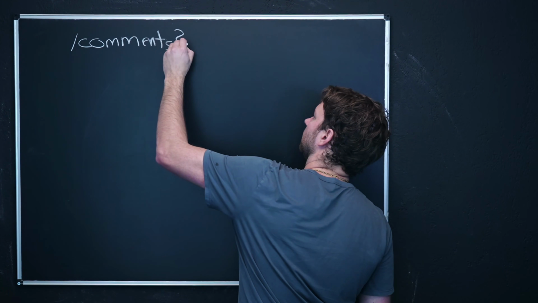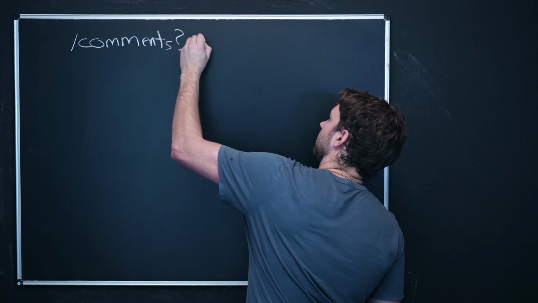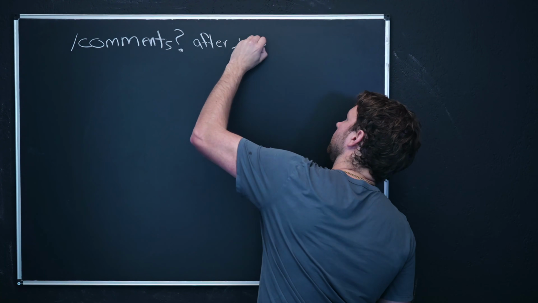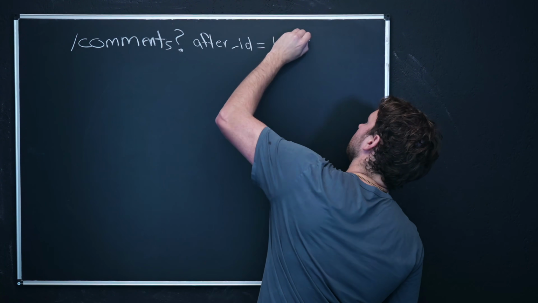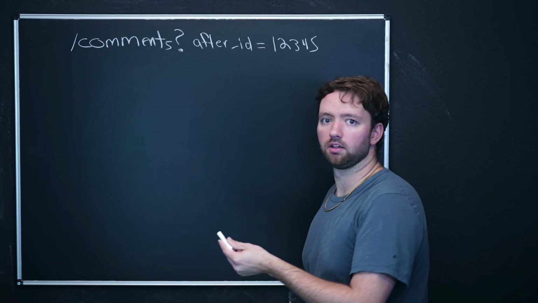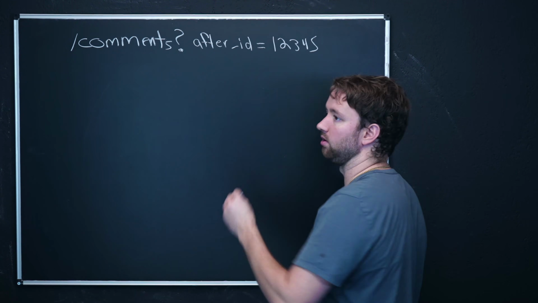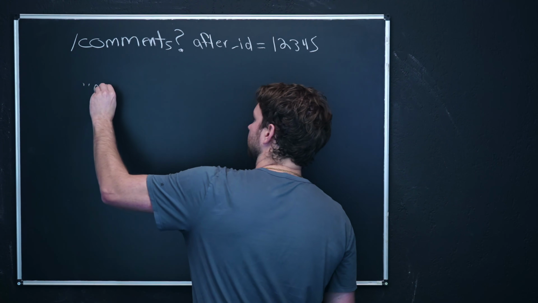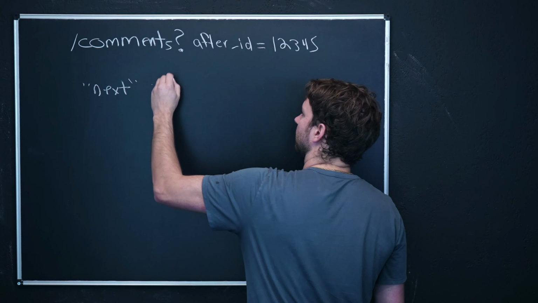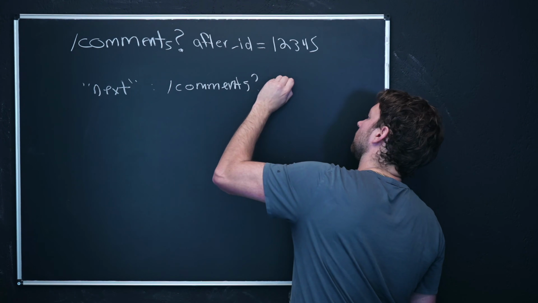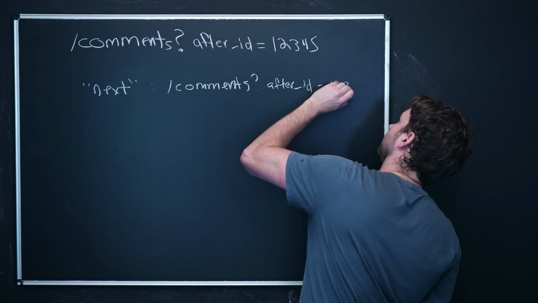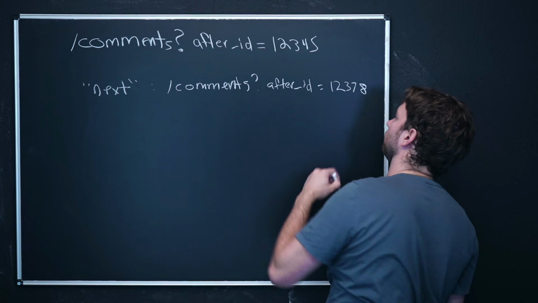Comments, and then we'll start with this. We'll say after ID and then some value. And then basically the backend can use that value to know where to start. And then if we had an API response with a next attribute, so it might be something like comments after ID 1, 2, 3, 7, 8, or whatever it may be.